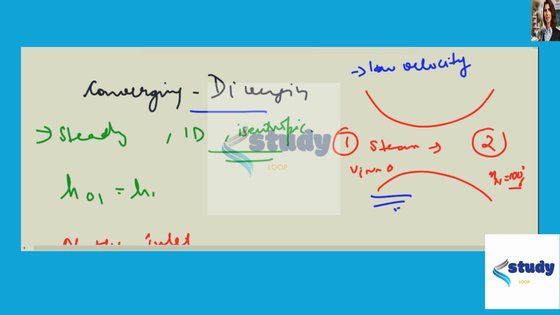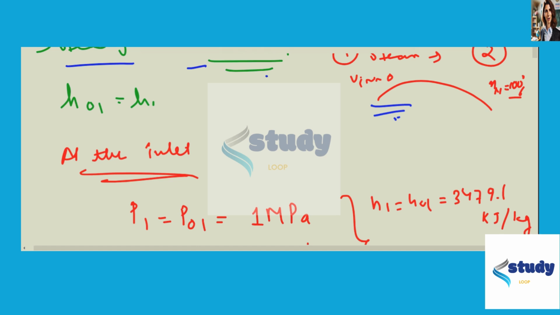Now, the assumption that we have to see is that the flow is steady, one dimensional, and isentropic. So hence H01 equals H1. Now, when you take the analysis, the inlet stagnation properties in this case are identical to the inlet properties since the inlet velocity is negligible.